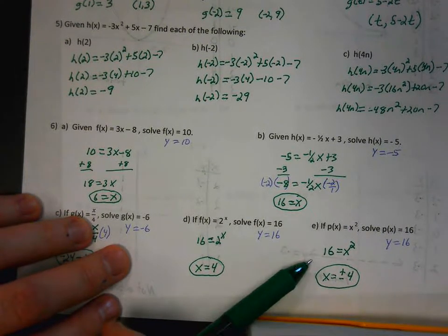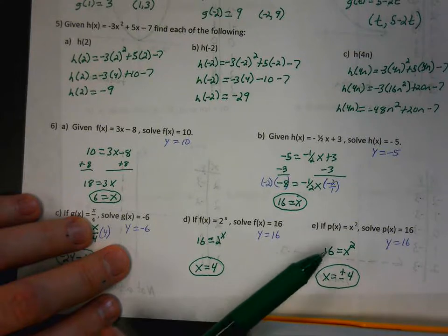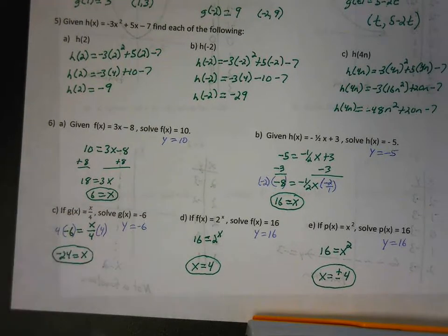Now, this is something we're going to solve algebraically coming up soon in the next few weeks, when we start quadratics more formally. But we can think our way through that one and recognize that if you square 4 or negative 4, you end up with positive 16 for an answer. Okay, so that's the first part of looking at functions, the definition of a function, and how to evaluate functions given an equation.